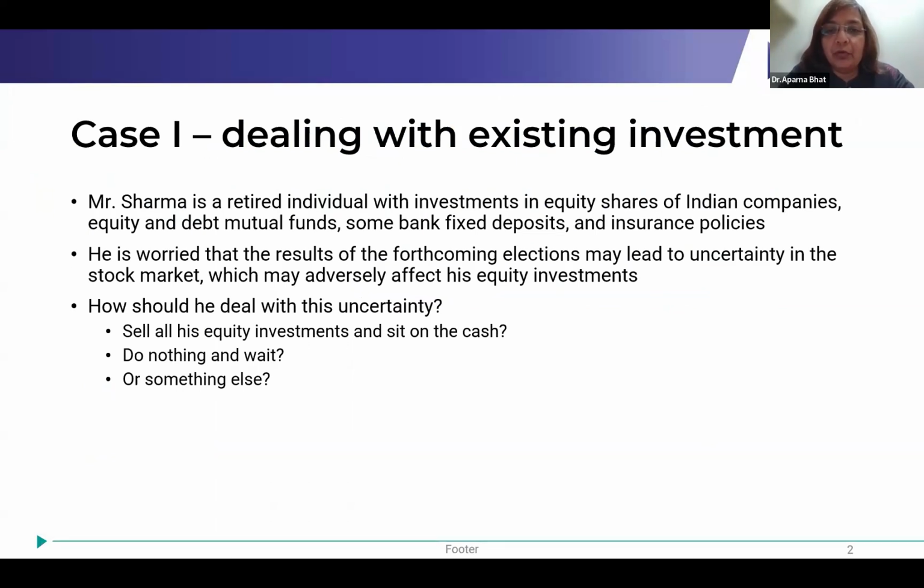Okay, so before I jump into what are derivatives and the definition and all that, let's just look at two different cases. The first case is about a retired person, Mr. Sharma. He's a retired individual and he has some investments in equity shares, in equity and debt mutual funds, bank fixed deposits, etc. Now, let's say that some elections are going to take place in India. Let's say Lok Sabha elections are going to take place. And our Mr. Sharma is worried that the results of these elections may lead to uncertainty in the stock market.